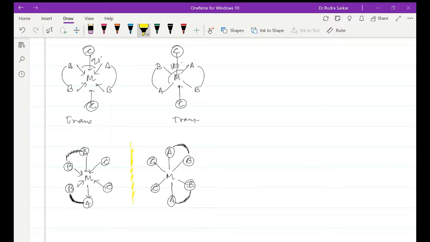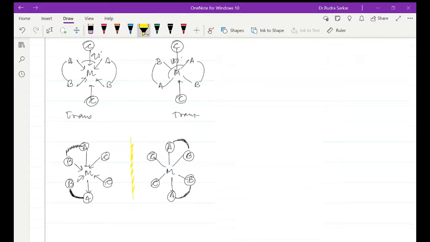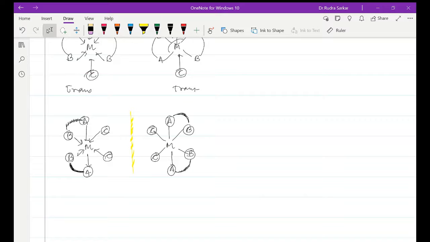Okay. Now, is there another possible arrangement for this cis isomer? Yes. We have kept out here, if you notice, the A donor atoms trans to each other, even in this one. What about if you keep the B donor atoms trans to each other? Let's think about that.